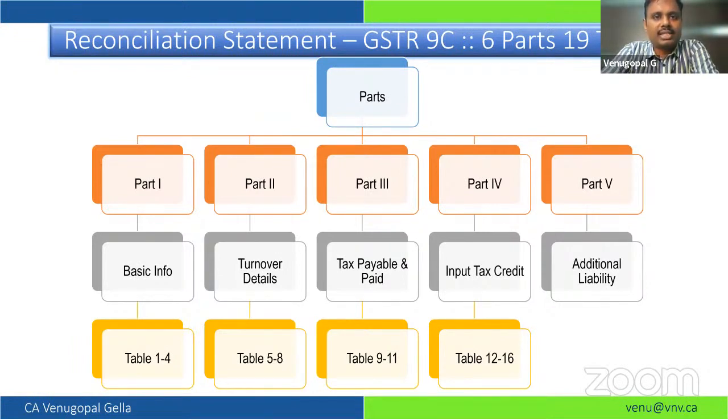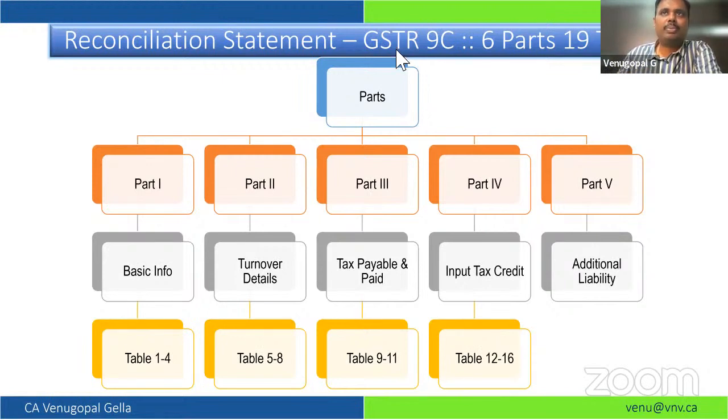Part 4 is on the input tax credit, where table 12 deals with the ITC that is available, whether as per the books of accounts and the portal is matching or not. Table 14 deals with the input tax credits which is so availed. Is it reconciled and eligible or not? So there are two-way reconciliations which is done. Owing to these reconciliations, if there is any liability that is arising, that is captured in table 16. These are the broad tables of 9C. Owing to your table 11 and table 16, if you have a liability, that is the additional liability which is computed and paid in part 5.